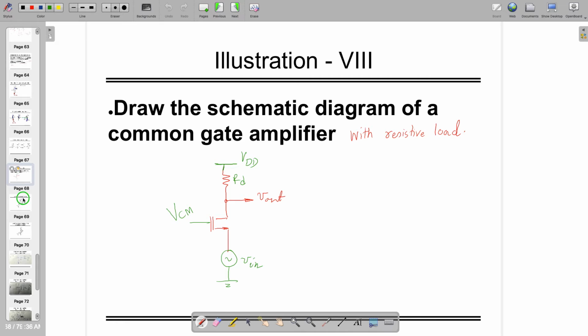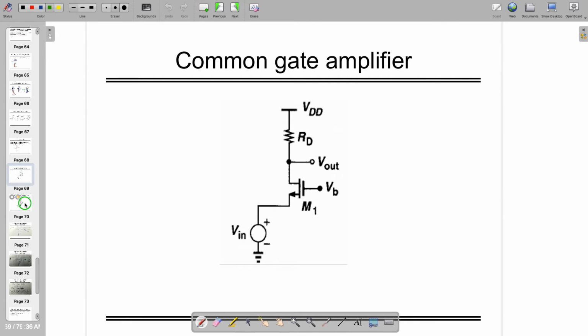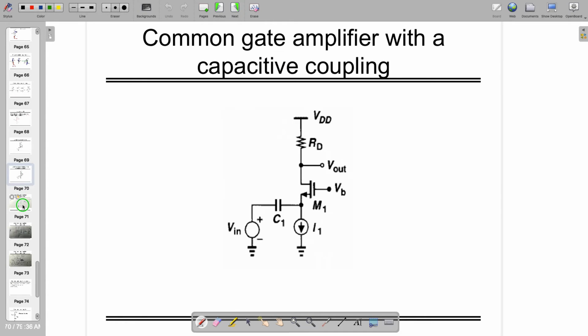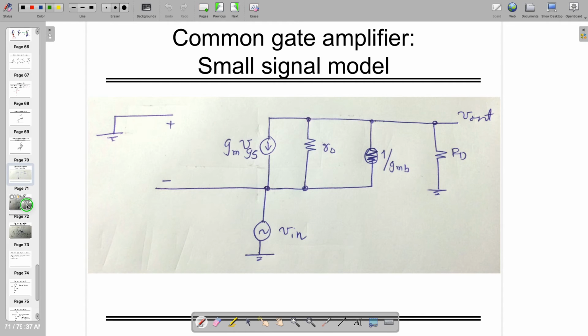So this is the circuit, let's say, known as the common gate amplifier. However, I am going to keep this, okay, we'll discuss this maybe in the laboratory. So this is the small signal model. This is the small signal model.